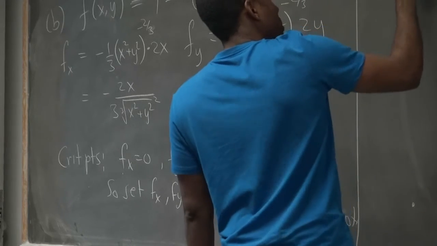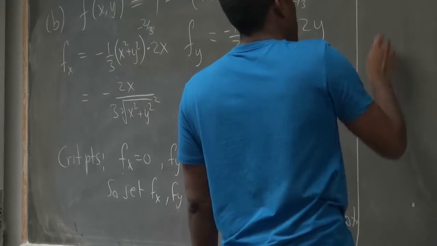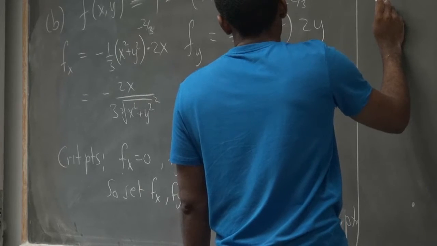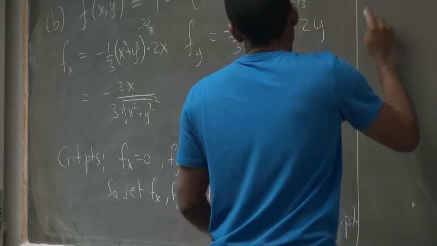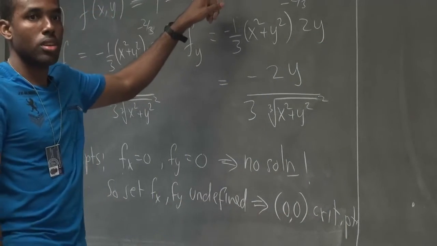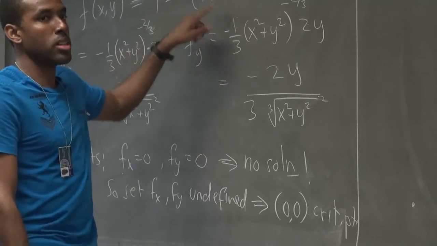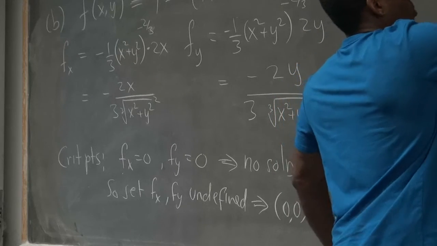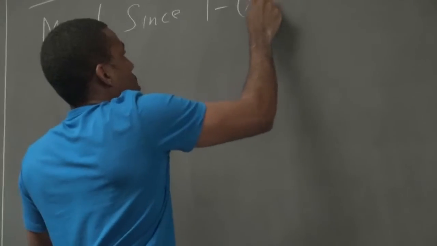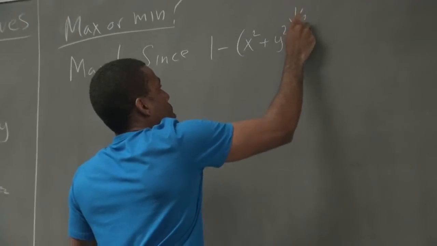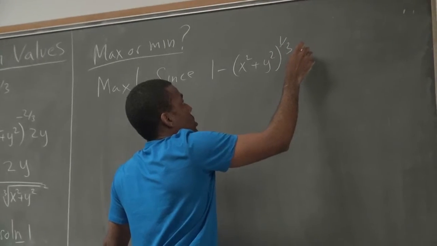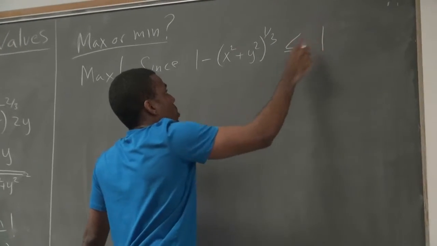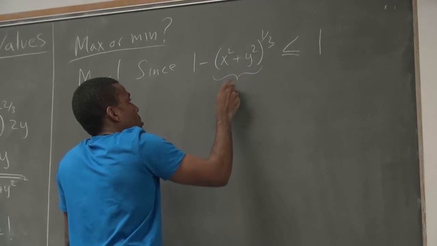Maximum, why? Because the thing with the x's and y's is being subtracted from 1. These guys are always positive. And you have 1 minus a positive number, so 1 minus this is always less than or equal to 1, because this is positive.